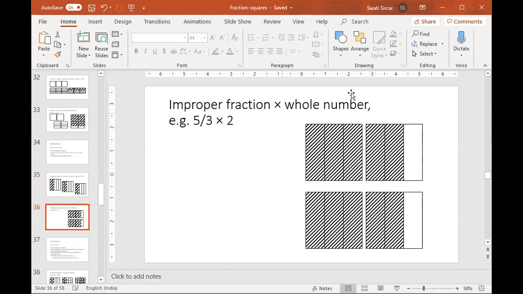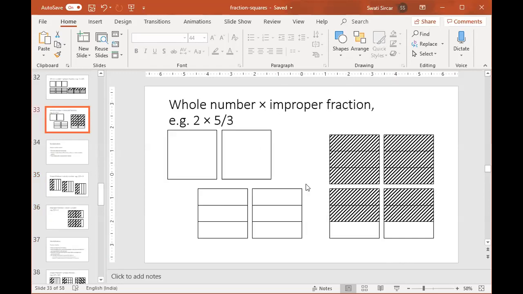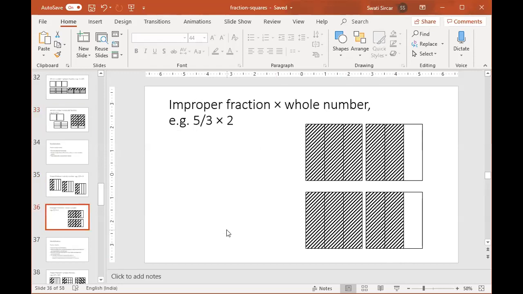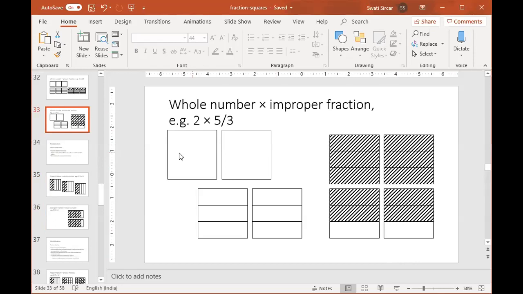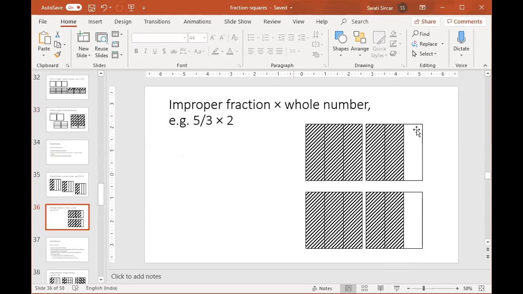Similarly, if you want to do improper times whole number, you start with an improper fraction, then double it. So you can see that this picture and this picture are the same, but the ways we got there are different. In this case, we started with 2 wholes and then we ended up here. In the other case, we started with an improper fraction or a mixed fraction, and then we ended up here. So the starting points are different for the two.